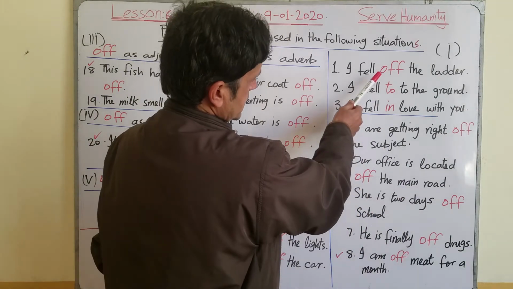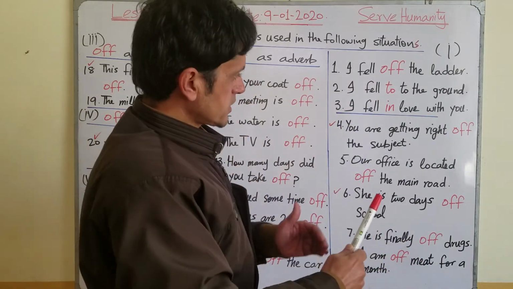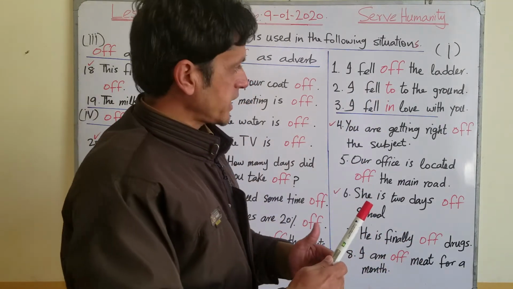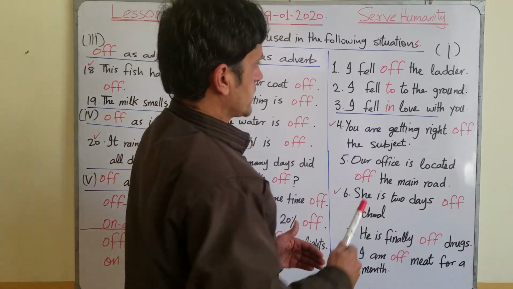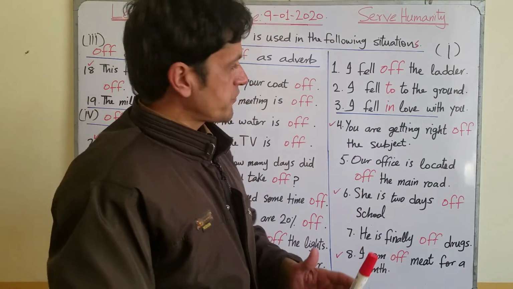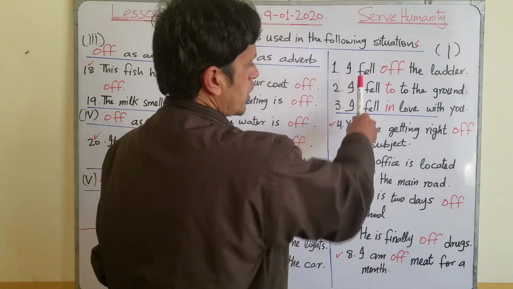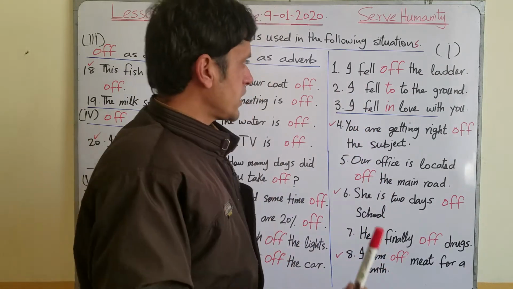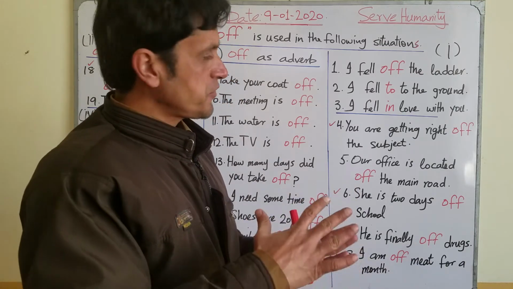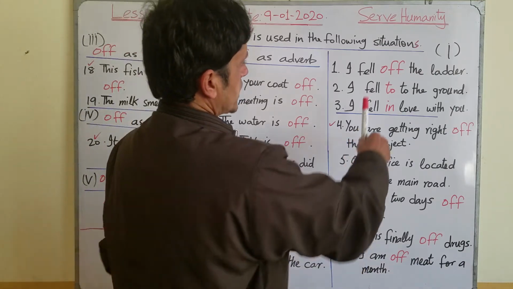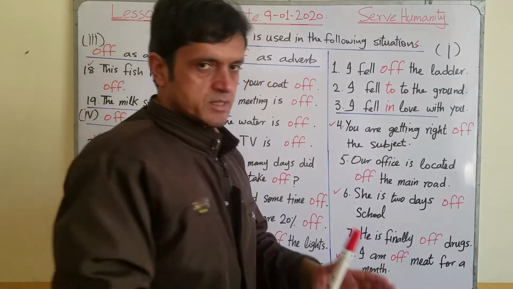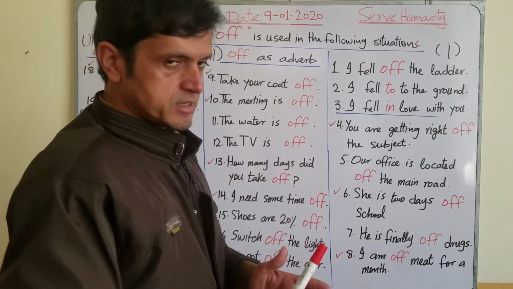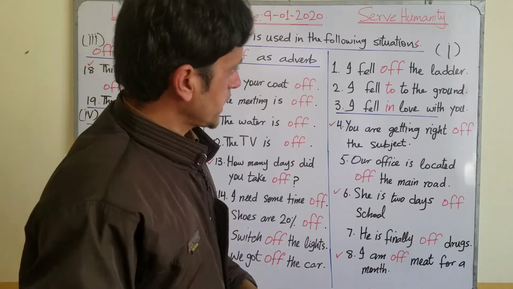I have written these three sentences just to make you understand how they are different from each other. With the same verb fell, as you know, fell is the second form of fall. So fall, fell, fallen. In this verb, the prepositions off, to, and in are used and they give different meanings.